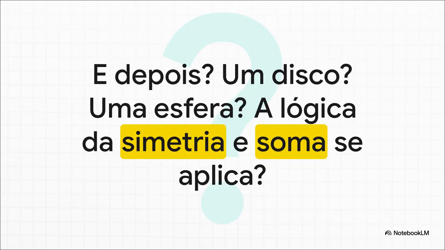So, there you have it. We've cracked the code for the charged ring. We saw how the logic of dividing, using symmetry, and then summing it all up not only gave us the answer, but also passed our reality check. And that really leads to a fascinating final question, doesn't it? Now that we understand the ring, what's next? A disk? A sphere? Does this powerful logic of symmetry and integration still apply? Well, that's something for you to think about in your future studies.